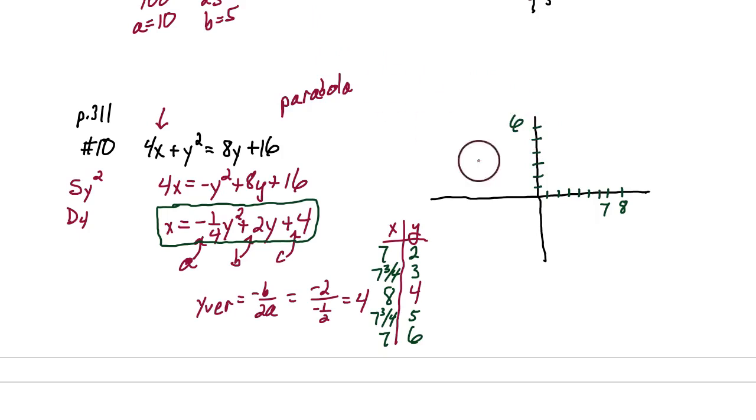Now let's graph the dots. (7, 2), (7 3/4, 3), and then (8, 4), and then (7 3/4, 5) again, and then (7, 6). Notice how this dot is lining right up above this dot with the 7. Remember those 7 3/4 dots? Perfectly straight above each other, lining up with where 7 3/4 would be on the x-axis. Now draw in the parabola.